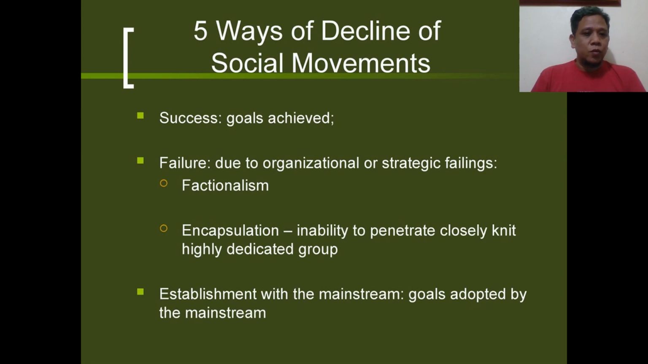It means the goals are achieved by the movements. And in reverse, failure due to organizational or strategic failings, which is the factionalism and the encapsulation. Encapsulation is the inability to penetrate a closely knit, highly dedicated group. Okay? And establishment with the mainstream. In here, goals are adopted by the mainstream.